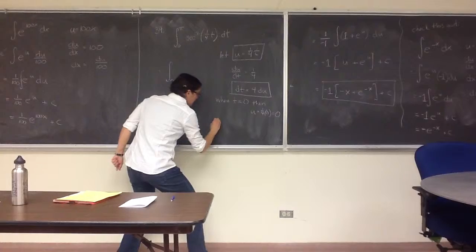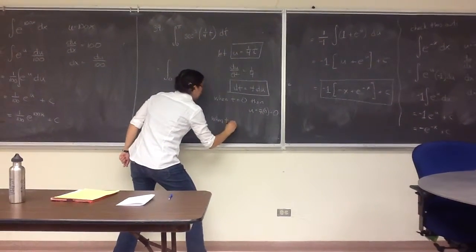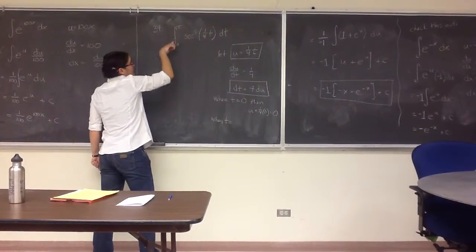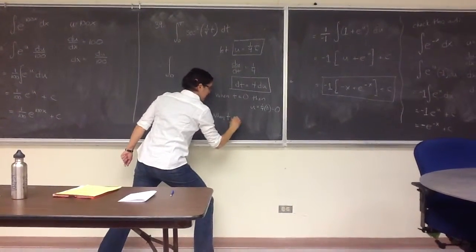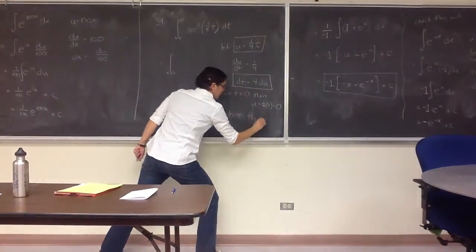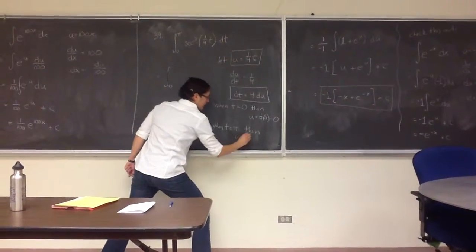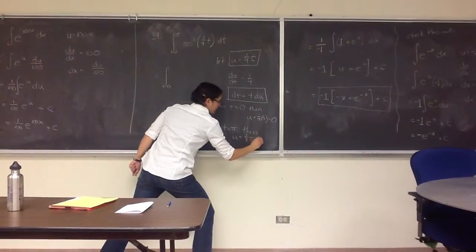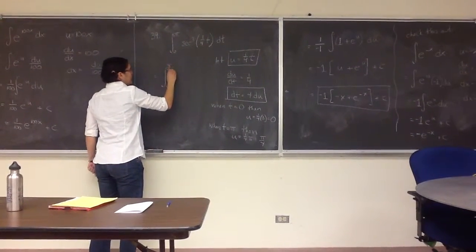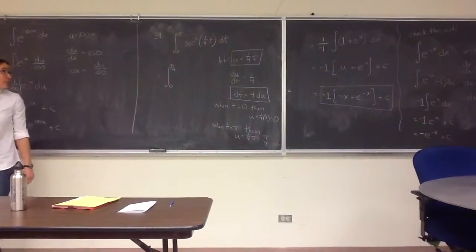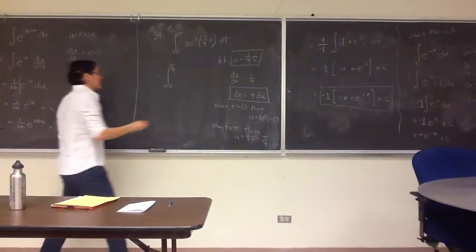And when t is equal to pi, remember these are t boundaries, and I know that because I have a dt at the end. When t is equal to pi, then u will be equal to 1/4 times pi, which is pi over 4. So my top boundary is pi over 4, 45 degrees. Okay, so this is what I've got.